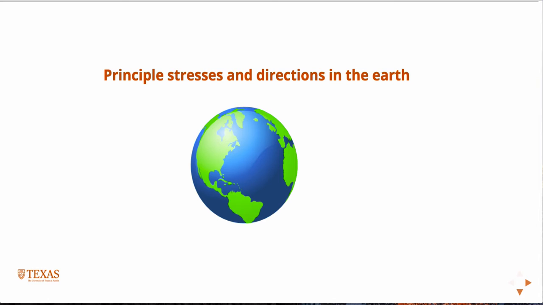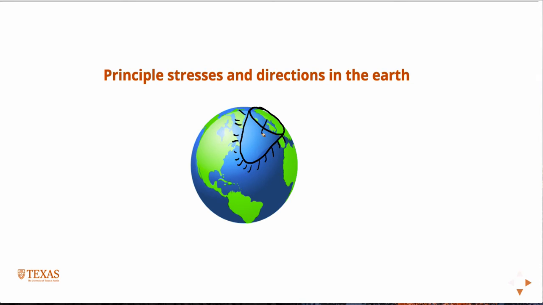And so what I'm going to do is take what I'm going to call a half space, a semi-infinite chunk of the Earth here. I'm going to stick a coordinate system on it. I'm the modeler. I can choose to put the coordinate system wherever I want and however I want.